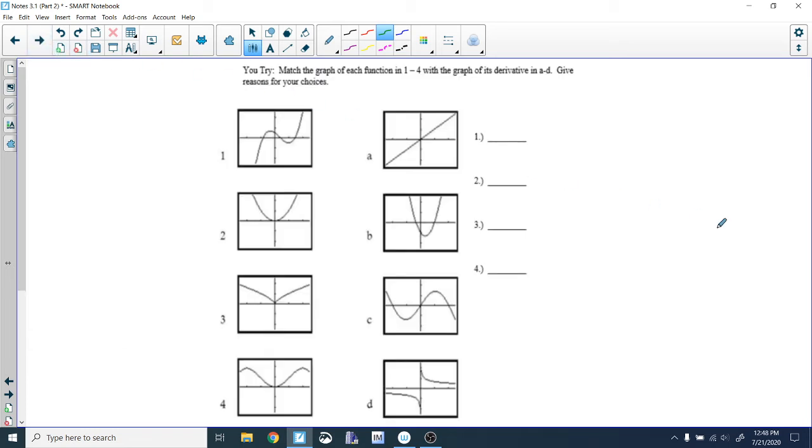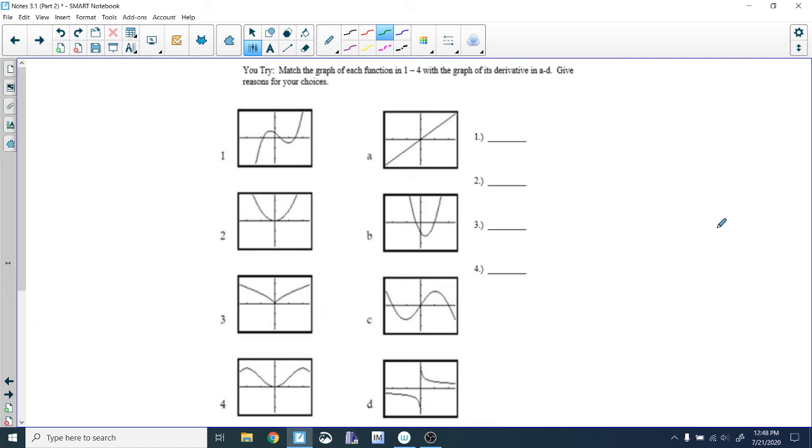Okay, so in this next part, we're into a U-try where we're doing the same thing. The directions say match the graph of each function in 1 through 4 with the graph of its derivative in A through D. Give reasons for your choices. Again, you don't have to write out reasons if you don't want to. You could just do some color coding.